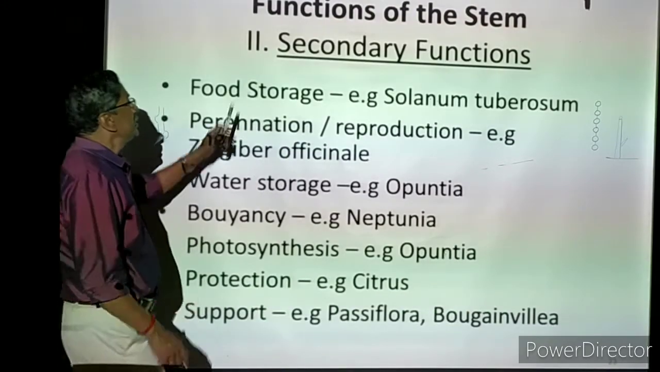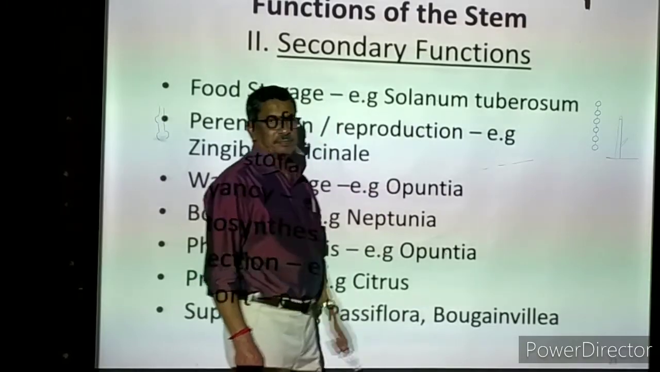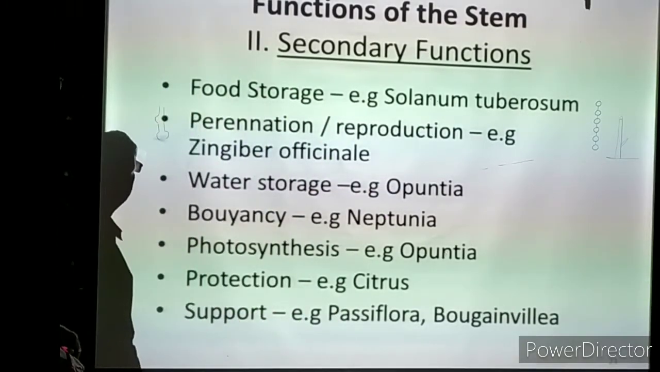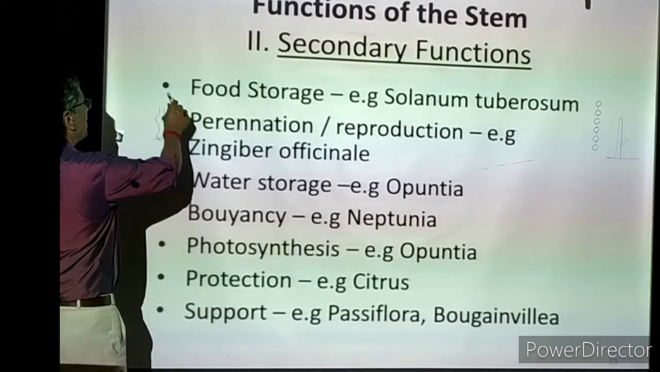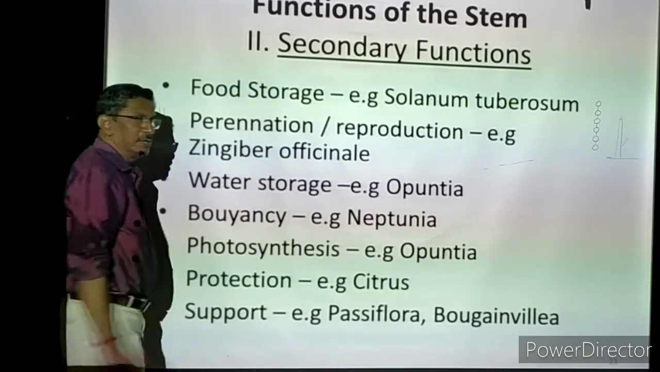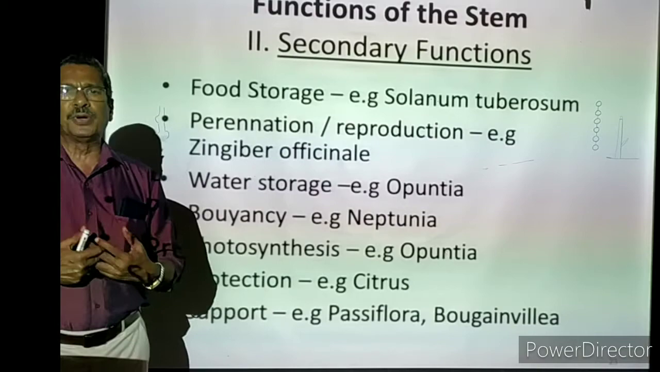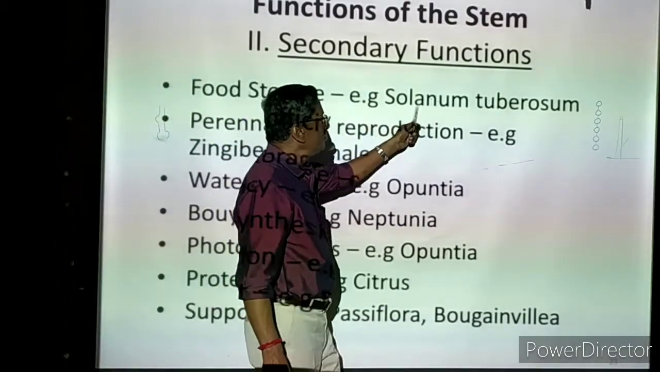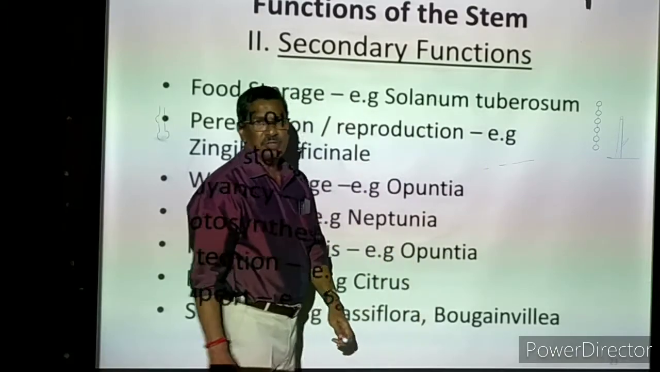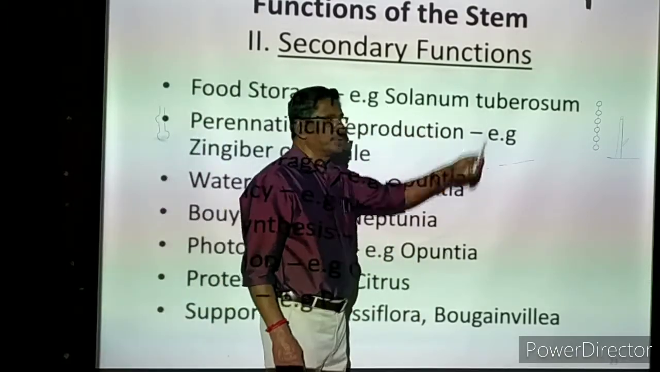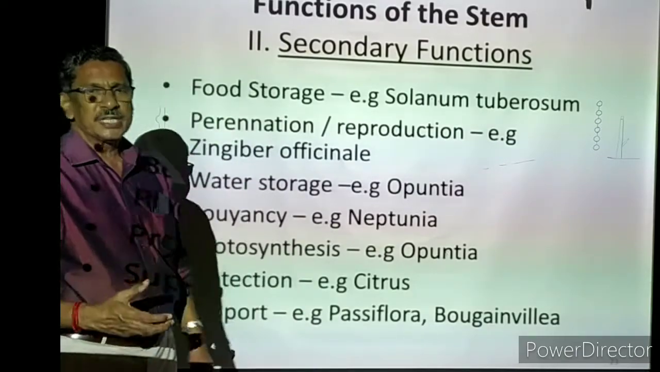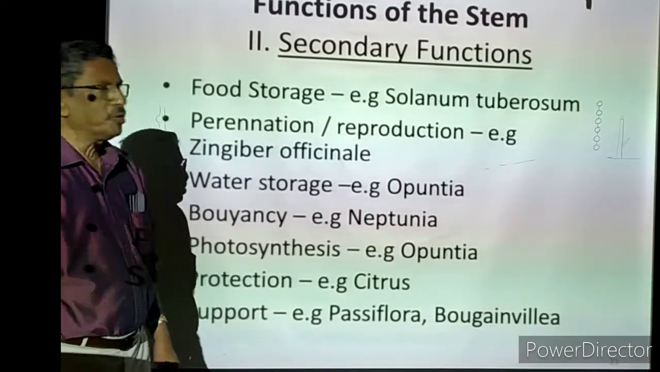Now we are going to see the secondary functions of the stem. Secondary means additional functions. They are not the main functions. What are the additional functions? Food storage. Some plants are storing food in the stem. That is called food storage. Example, Solanum tuberosum, which is a botanical name. It is nothing but the vegetable potato. The potato is an underground stem. It is storing a lot of food material.